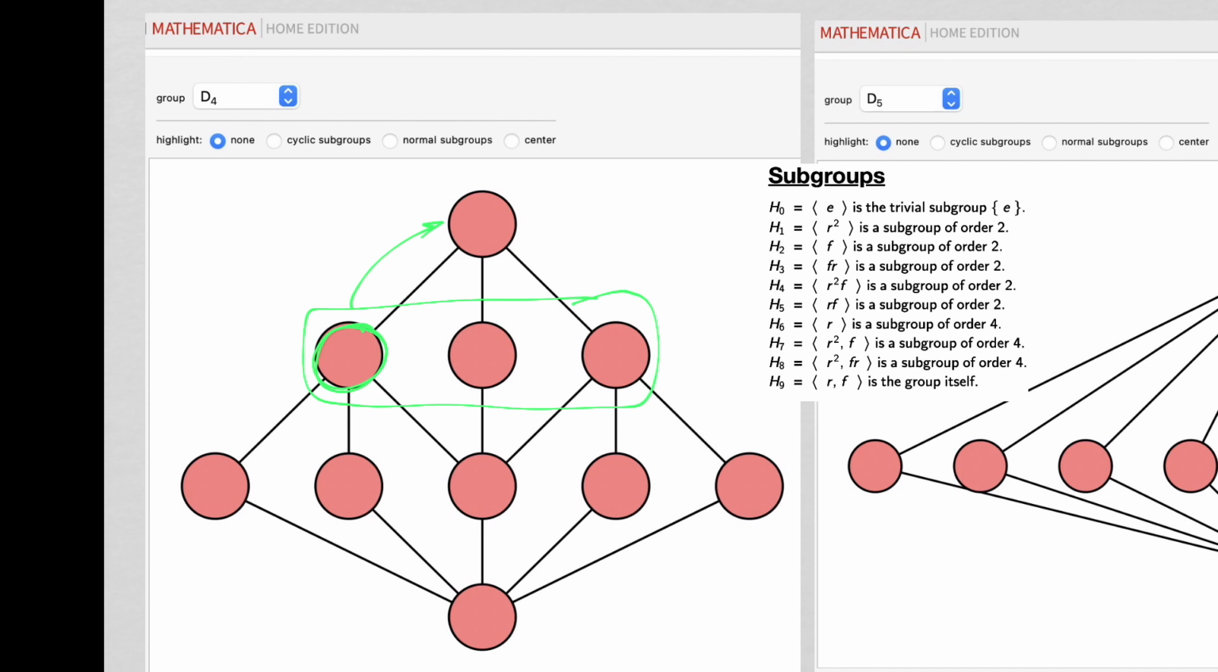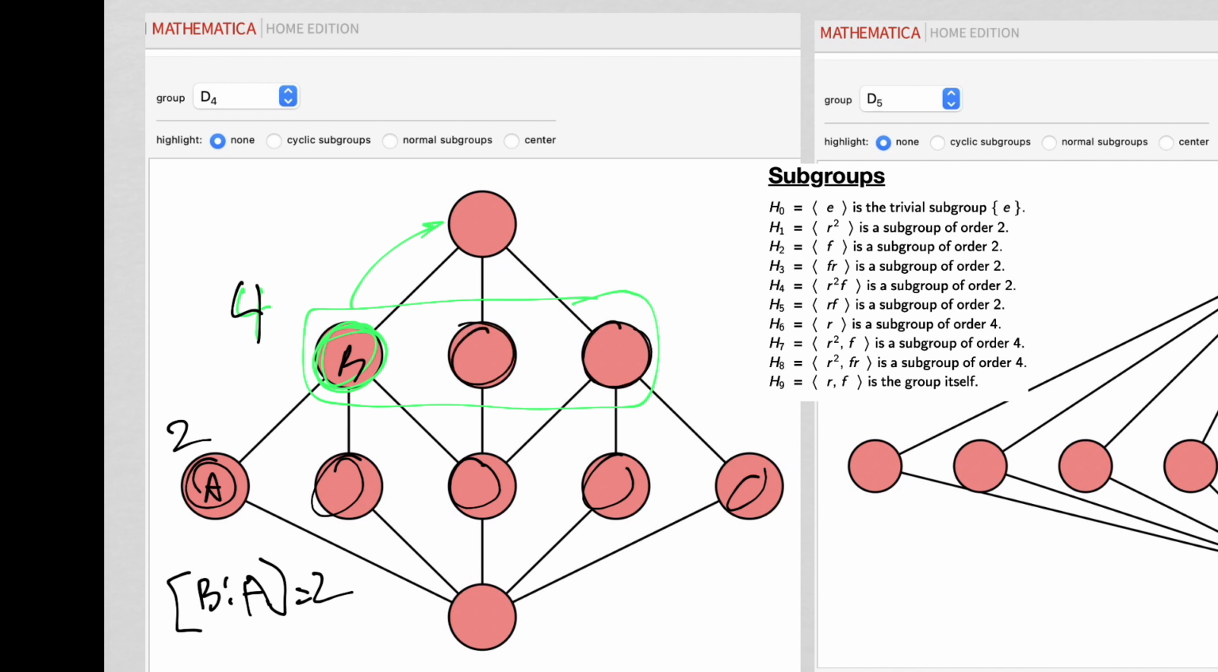Notice, by the way, that this guy has order 4, and these guys have order 2. So the index of, say, this set A in that set B equals 2. So these guys are all normal in their respective supergroups, but they're not normal with respect to that. Okay, hold on.